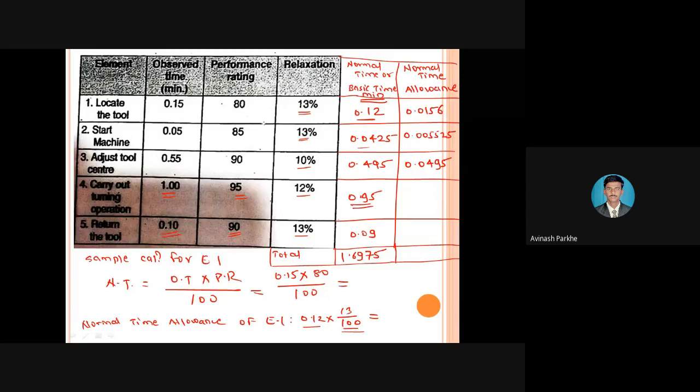Then for the fourth element, normal time is 0.95. Relaxation allowance is 12%. What is the answer?